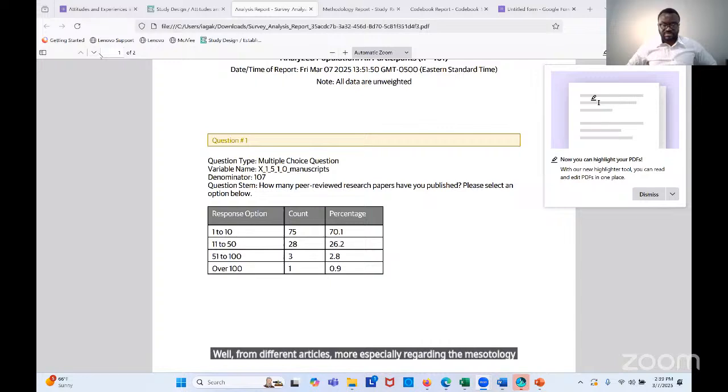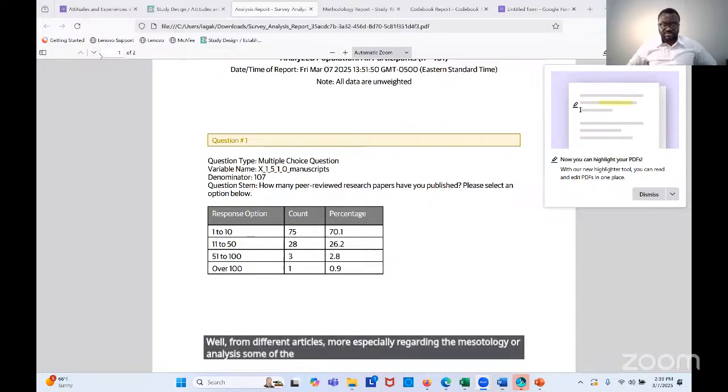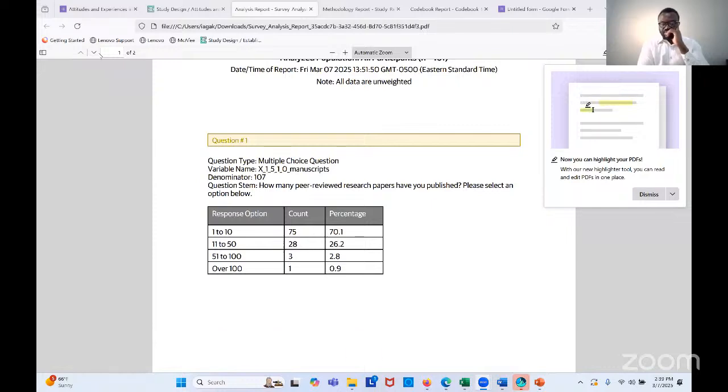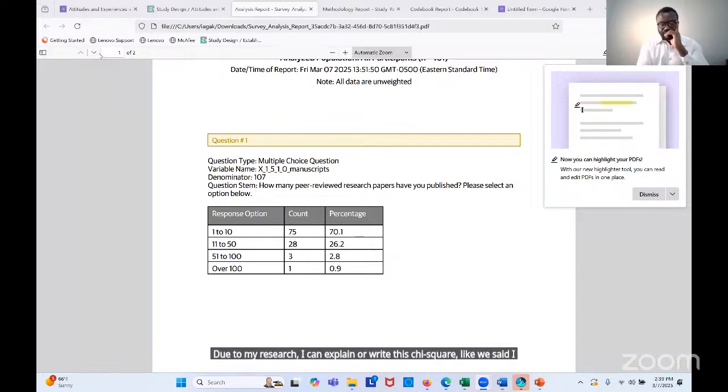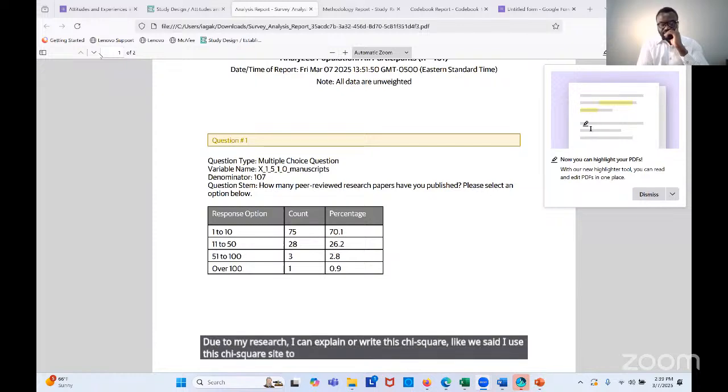And secondly, based on what I read from different articles, more especially regarding the methodology or analysis, some of the articles mention the type of software they use. For instance, they use SPSS version so-and-so or Stata. So based on this site, during my research, can I write that I used this Chi-Square site to do the analysis? Is it possible? So these are the questions I have for Prof.